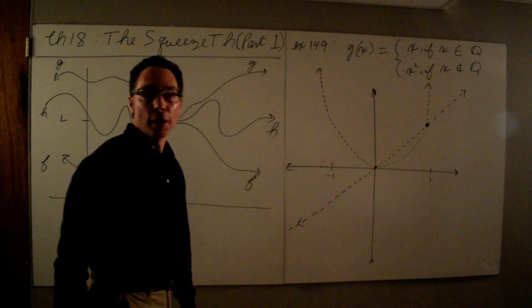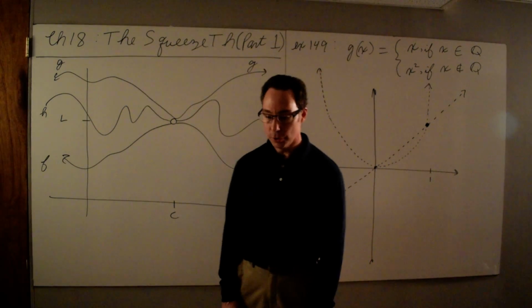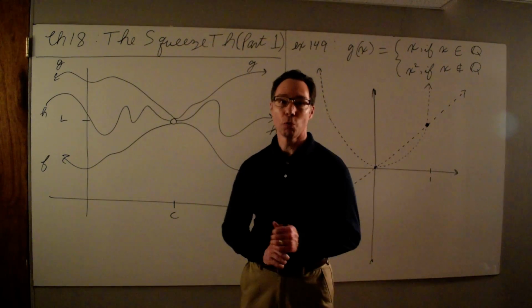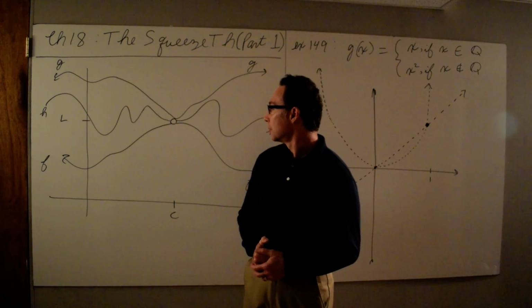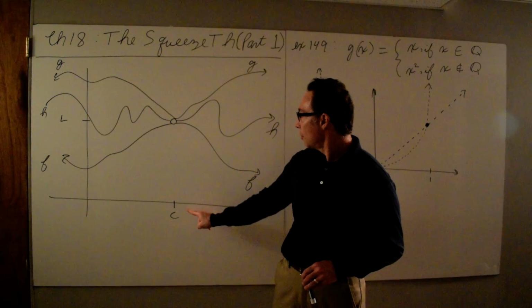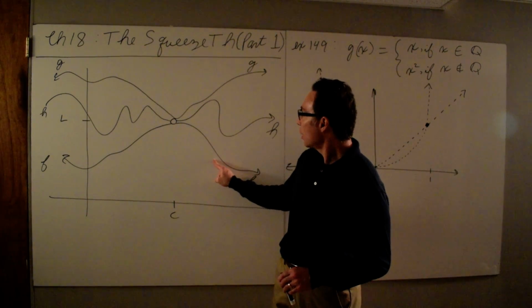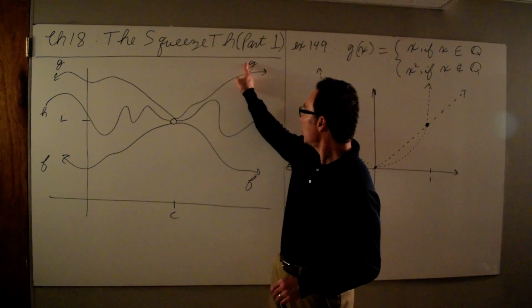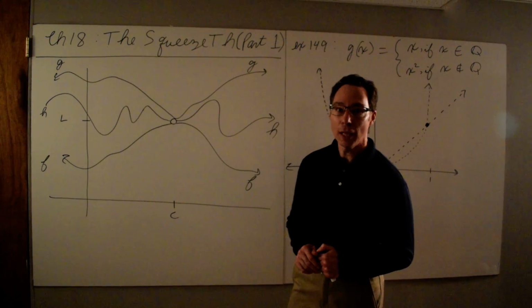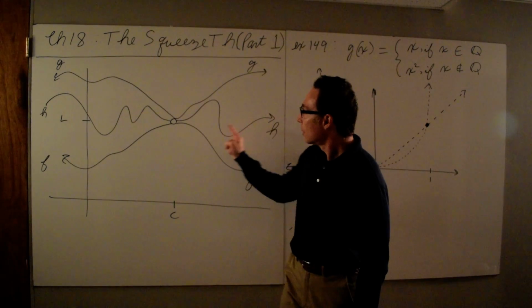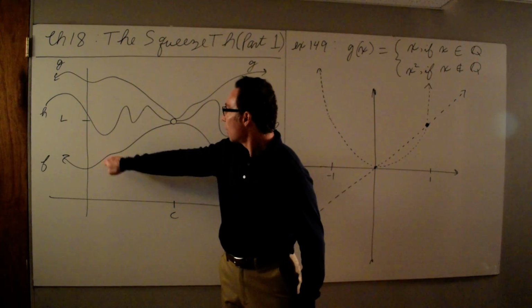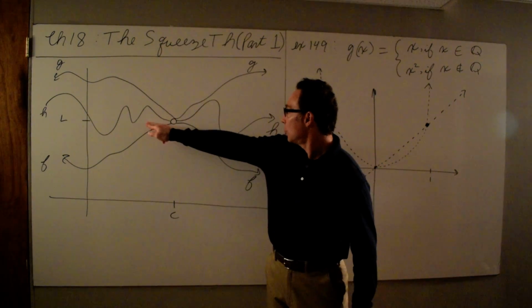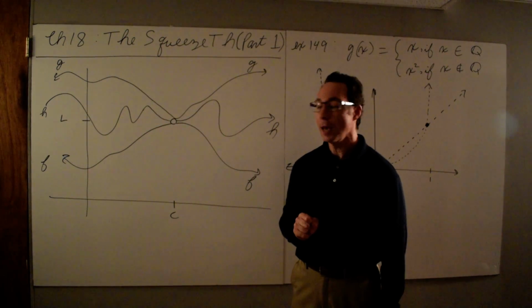This is the first video on Chapter 18, the squeeze theorem. So first of all, I want to draw a picture of what the squeeze theorem actually says. It says that if the limit as x approaches c of f of x is equal to L, and the limit as x approaches c of g of x is equal to L, and then we have this function h that is between f and g, then the limit as x approaches c of h of x is also L.